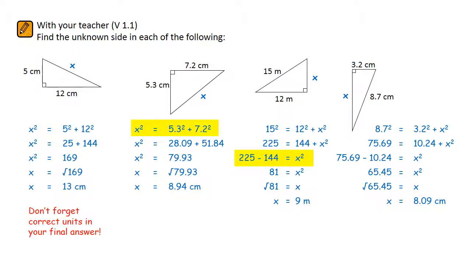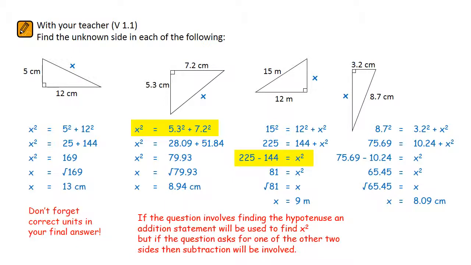Now, some people like to shortcut the process a bit, and it's okay to do this. If you realise that it's going to be a subtraction question because the side you're finding is not the hypotenuse, you can start your workings halfway through. In the third example, we could start from 225 minus 144 equals x squared, and that would save us just a little bit of time in our workings out.